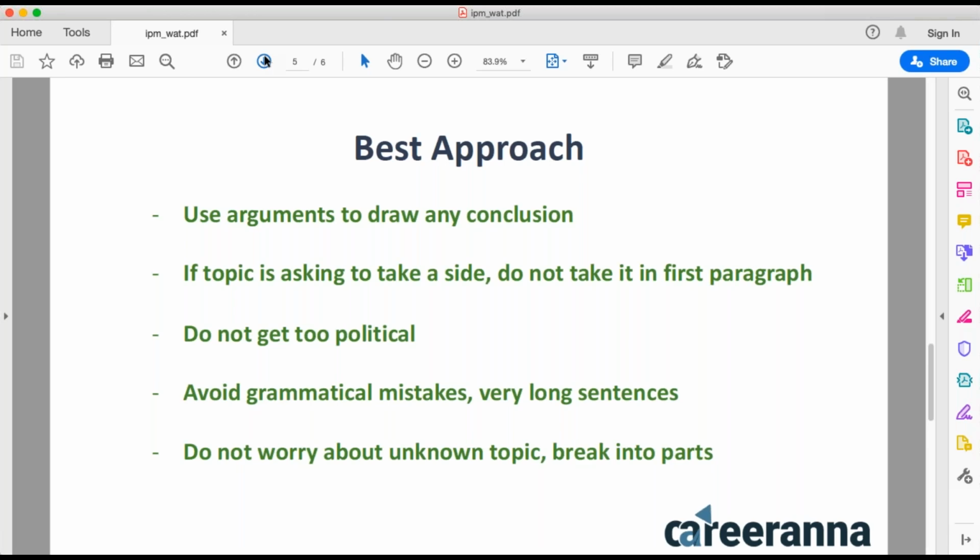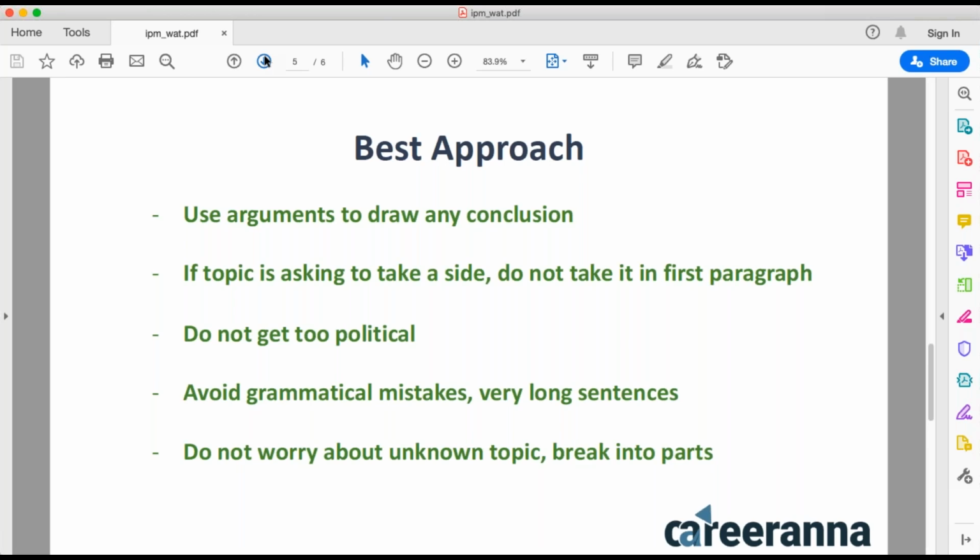And taking a balanced view does not mean that your arguments are weak. You can take a balanced view with strong arguments as well. Taking sides is no reflection of having weak arguments or strong arguments. Arguments can be weak even if you have taken a side. Arguments can be strong even if you have taken a balanced view. Now, as I said, avoid writing very long sentences, because that's one way where you can reduce your grammatical mistakes.